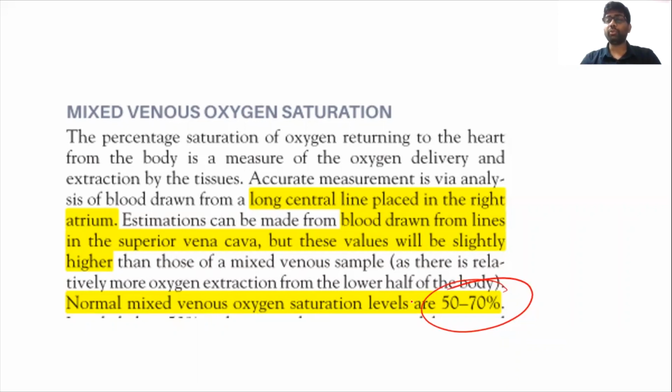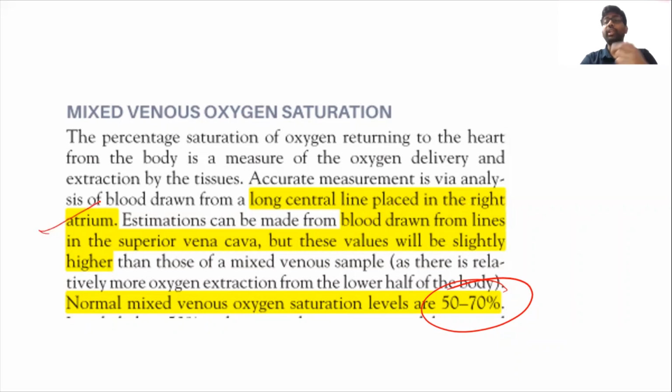But when do we get more than 70% of this? When the oxygen delivery is normal, but the utilization of the oxygen is less, which happens in the distributive type of shock, that is, septic shock. So in septic shock, we get more than 70% mixed venous oxygen saturation. Now, how do we measure them? We take the blood sample from a catheter which has been placed in the right atrium of the heart. The tip of the catheter has to be placed in the right atrium of the heart. This is very important.